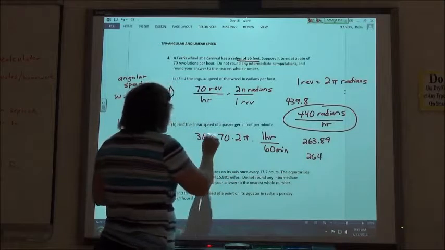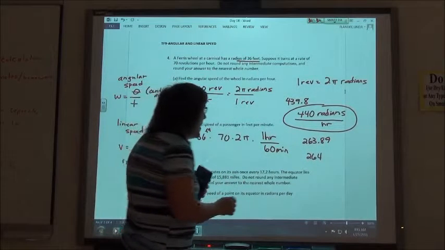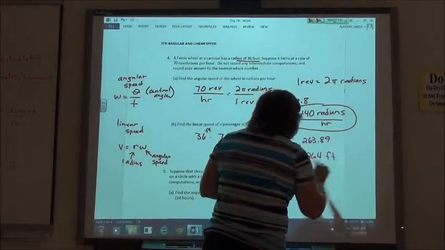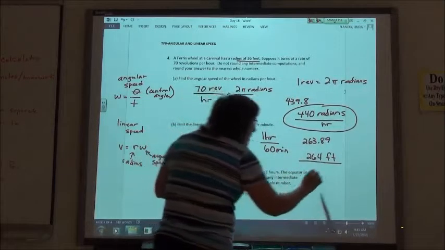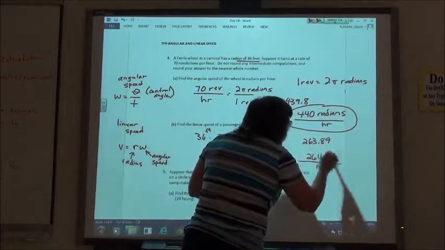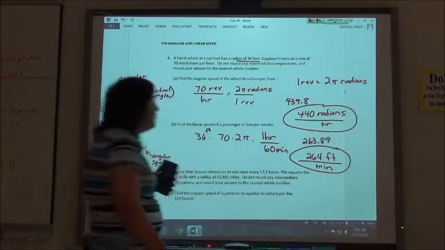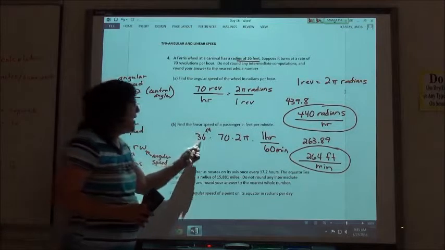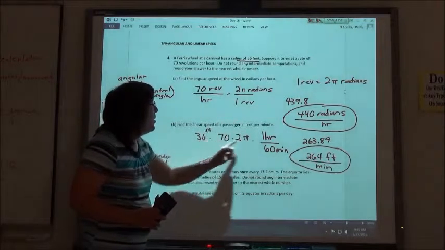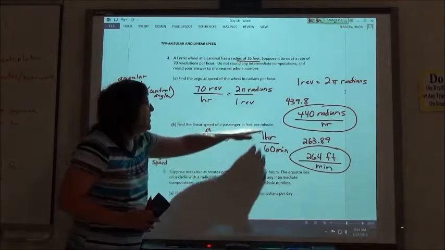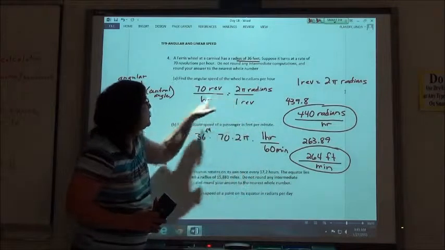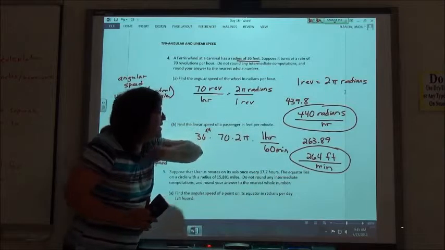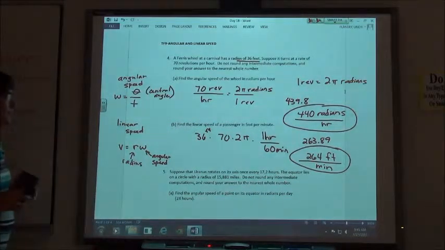Since this was in feet already, we didn't have to change that. That's in feet. And now it's per minute, since we changed our hours to minutes. So 264 feet per minute would be my answer. So we took our radius times our angular speed, and then we had to convert our units. Since this was in per hour, we needed to change it into minutes.